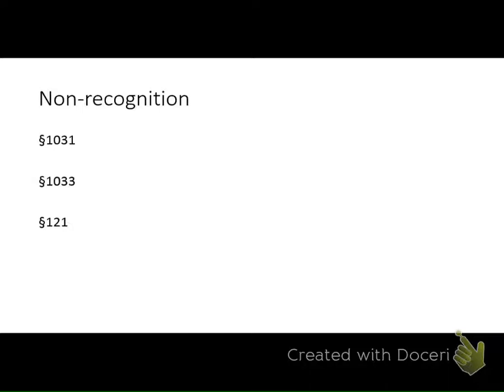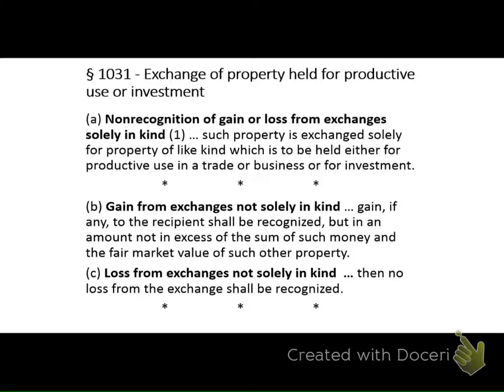So 1031 is our first provision, an exchange of property held for productive use or investment. 1031(a) is our easiest type of problem, non-recognition of gain or loss from exchanges solely in kind. Such property is exchanged solely for property of like kind, which is to be held either for productive use in a trade or business, or for investment.